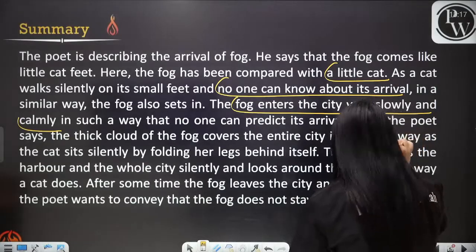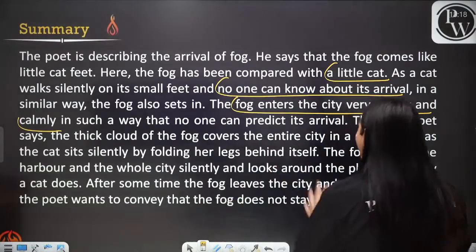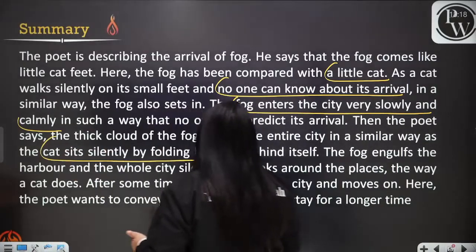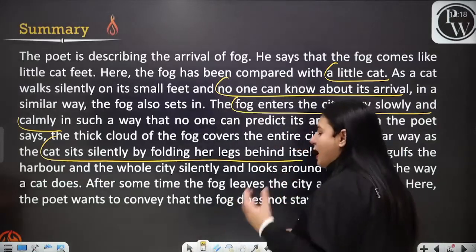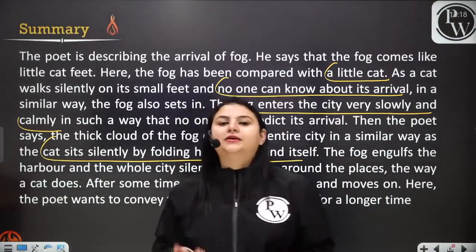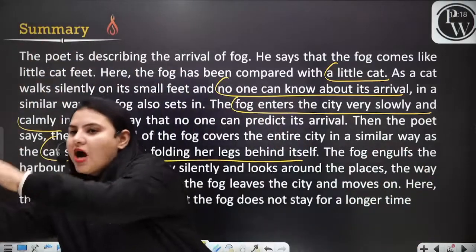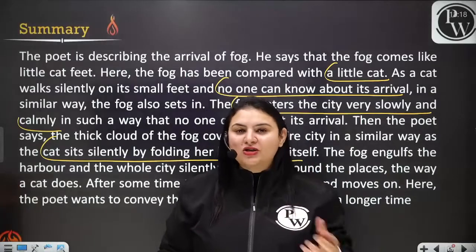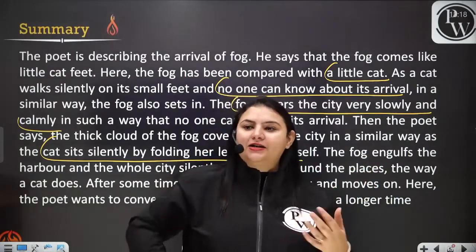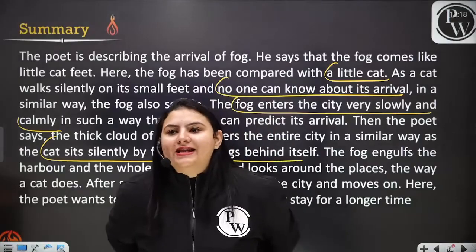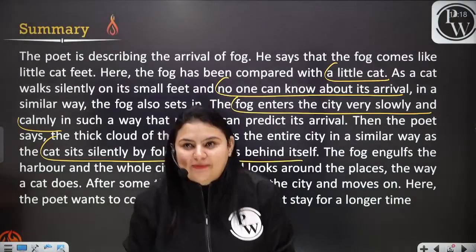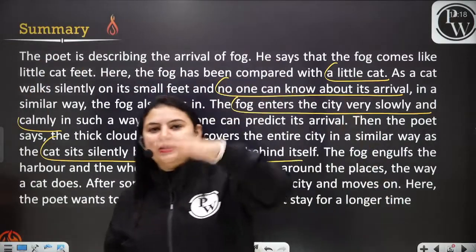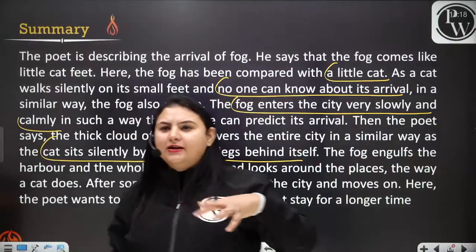And then the poet says, the thick cloud of fog covers the entire city. In a similar way, the cat sits silently by folding its legs behind itself. If you have seen a cat sit, the fog also covers the entire city just like the shape of a cat. You just imagine a cat sitting. When a cat sits, it folds its legs behind and sits on them, and the shape is like that, and the fog also comes like that and sits.